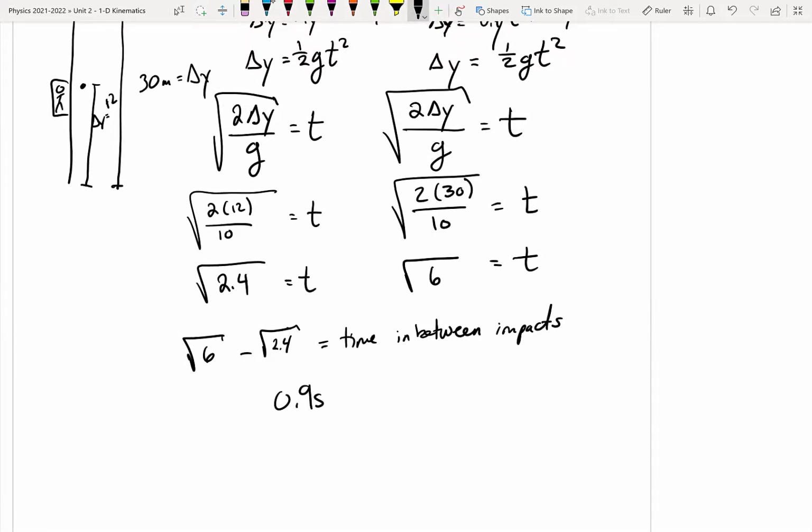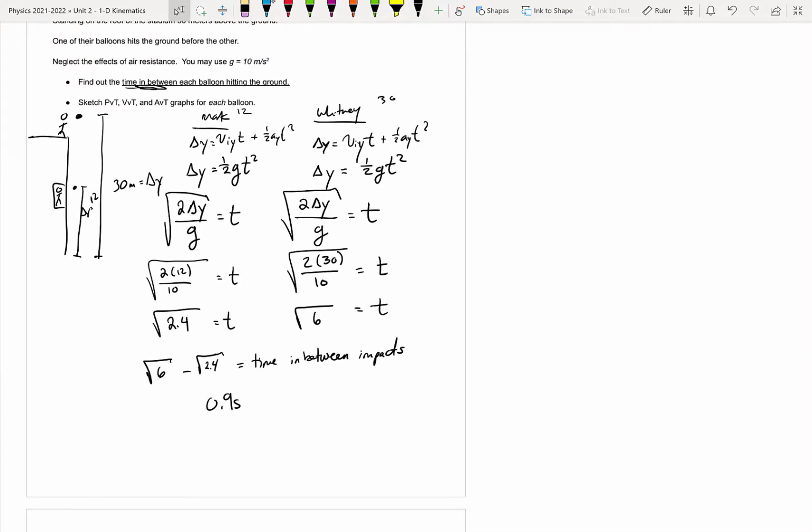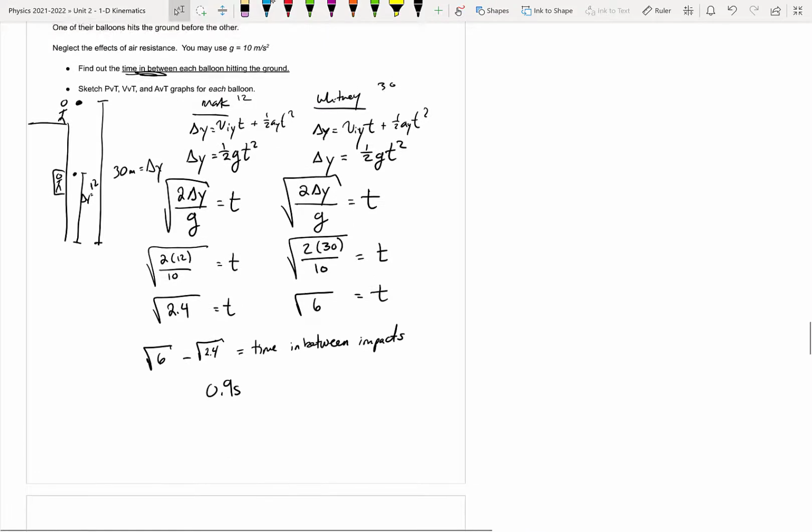I believe that is 0.9 seconds. I forget, honestly. Okay, but that is how we work that. Graphs, I'm not doing graphs for that.